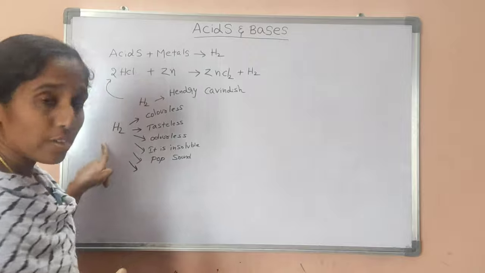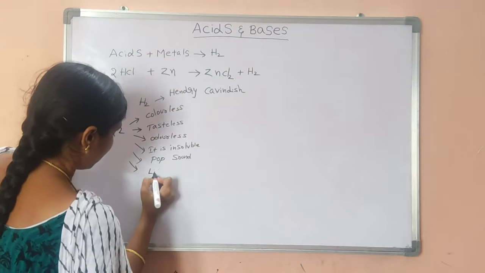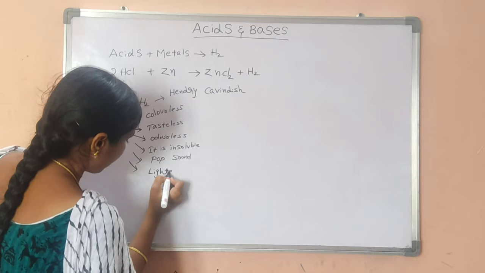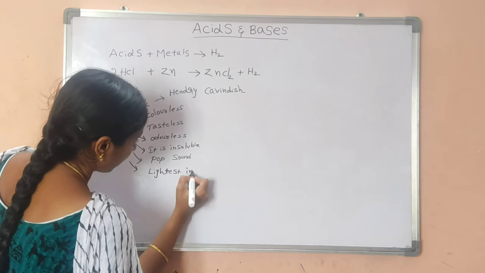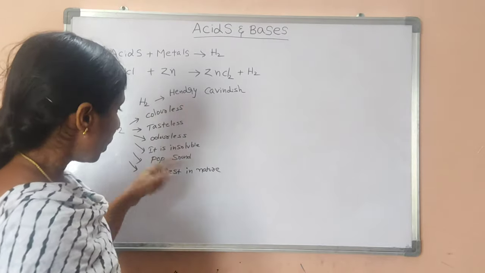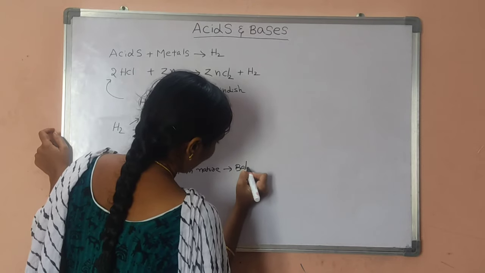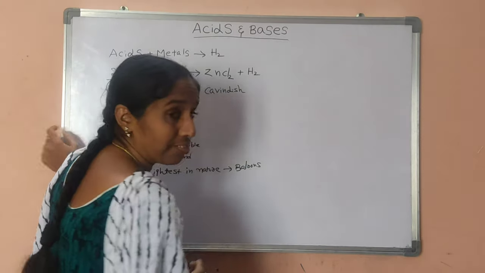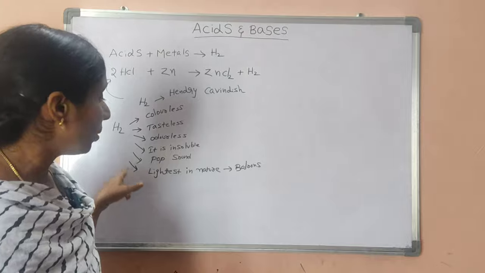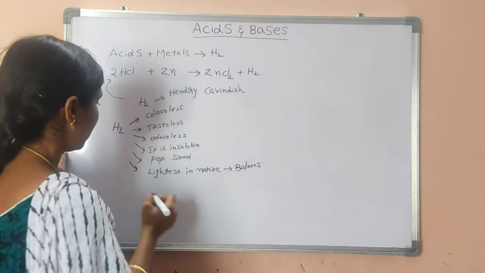Next, hydrogen gas is the lightest gas in nature. So, which gas is the lightest in nature? Hydrogen gas. So, it is used in balloons. This is important. Which gas is used in balloons? Hydrogen gas, because it is the lightest gas in nature.